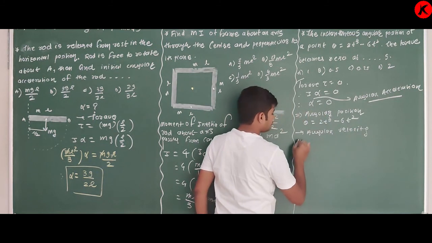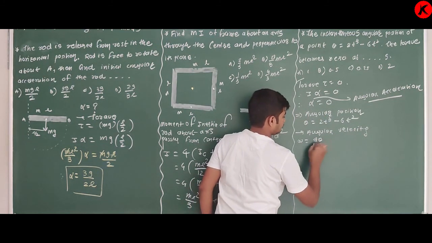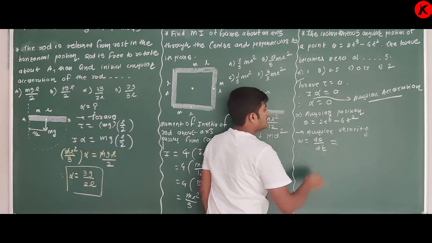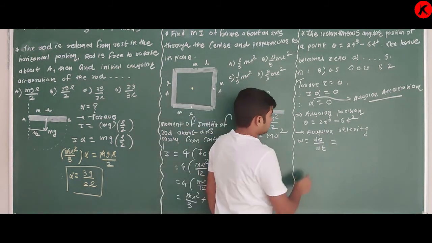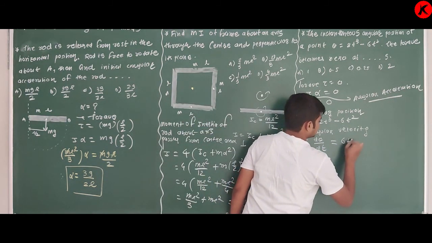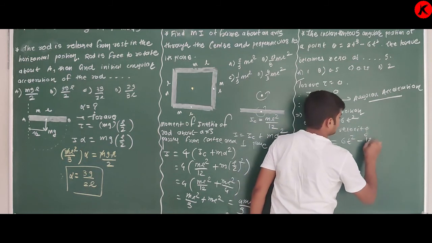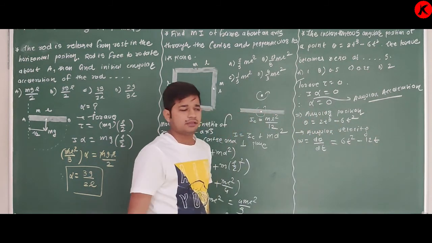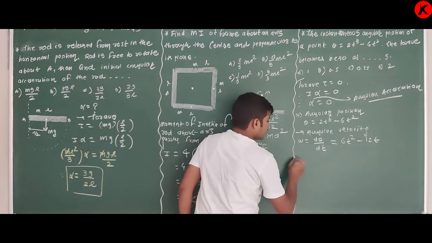Angular velocity omega is equal to d theta upon dt. You know differentiation, okay? 2t cube means it is 6t square, and 6t square means it is 12t. Okay, so that is the angular velocity.